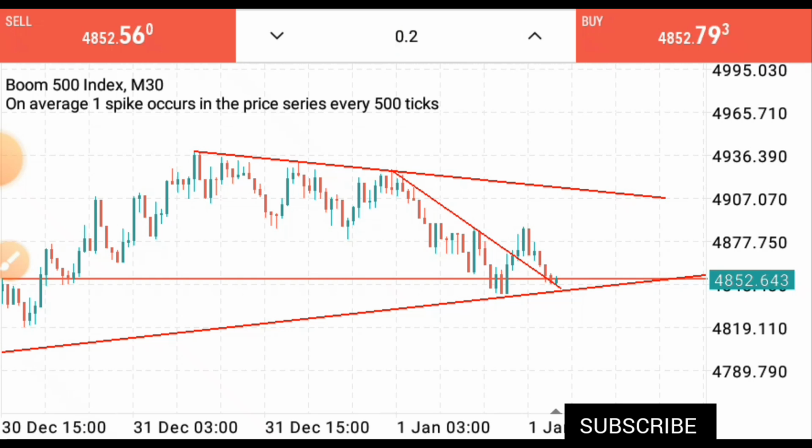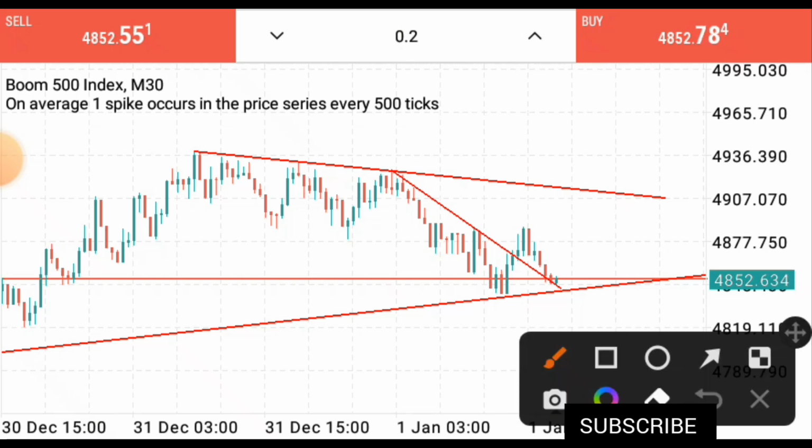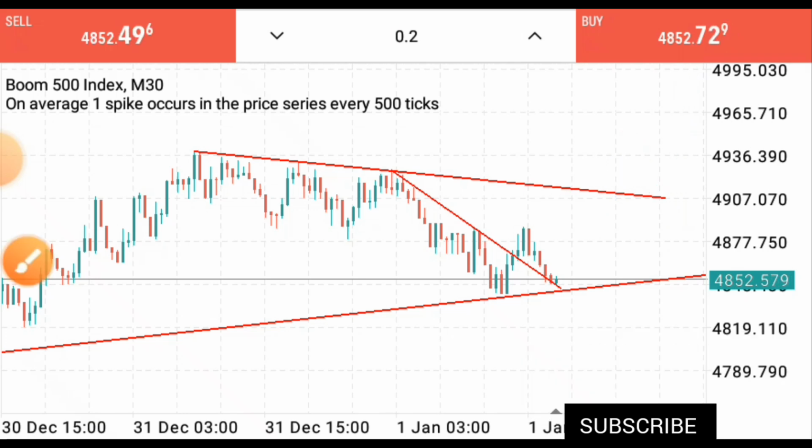If it starts going up, this is going to be my TP area, the trend line above here. And if it breaks through the trend line, retest, I will still buy again to the upside. So this is how you approach these things, and that is what I've shown you guys in this video.